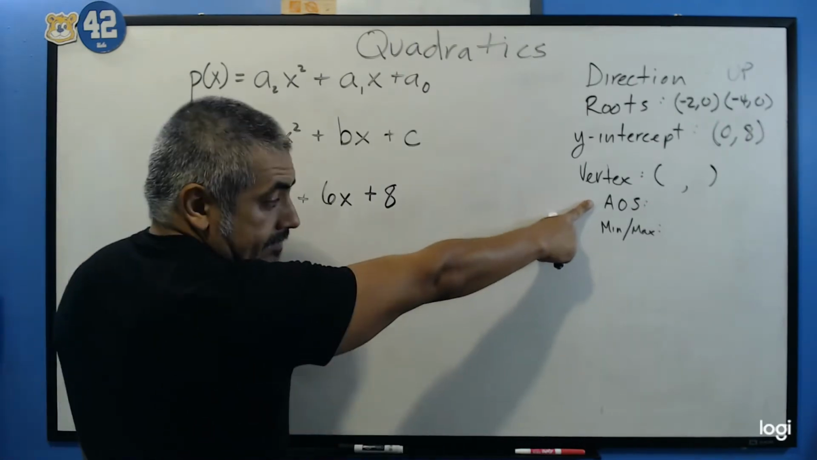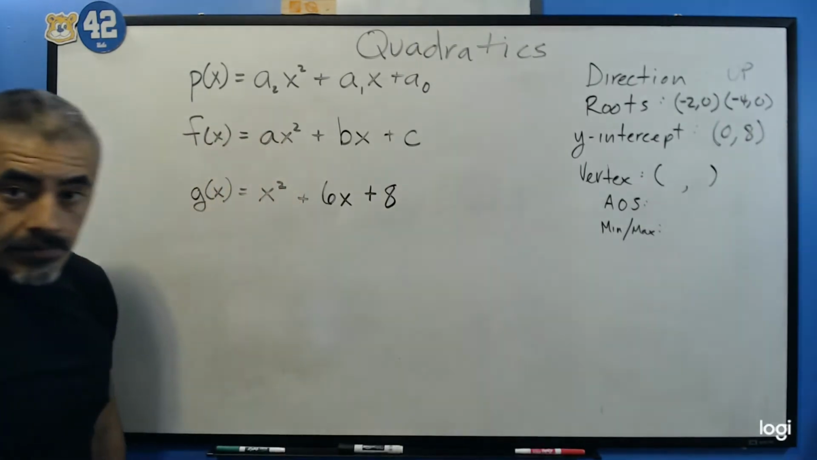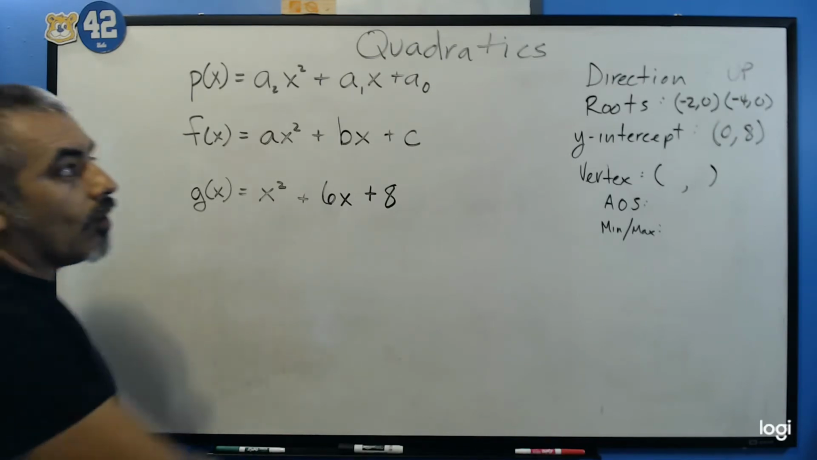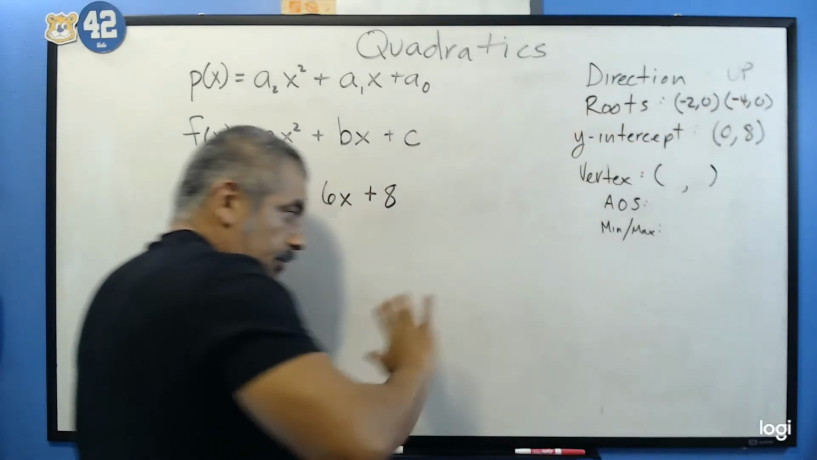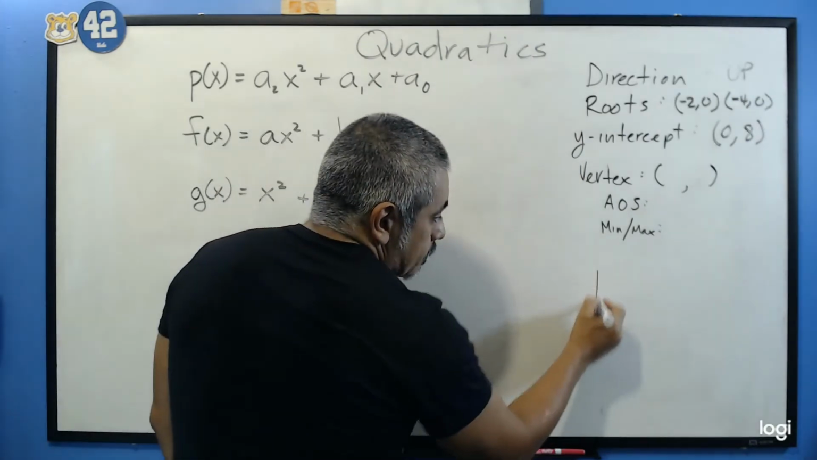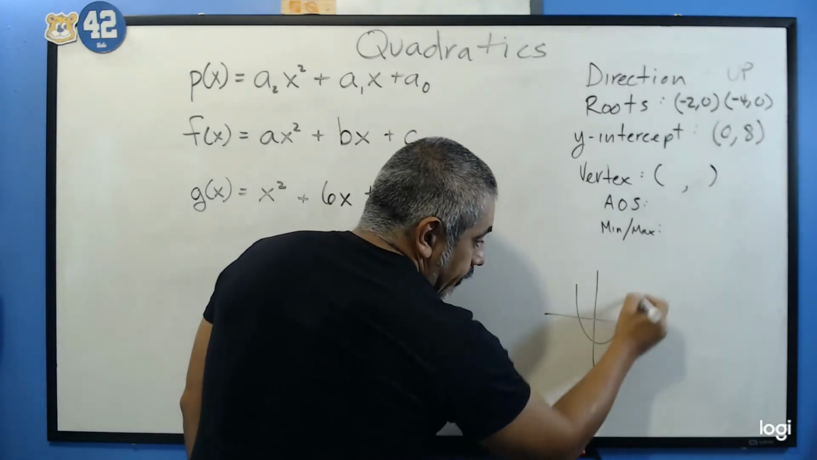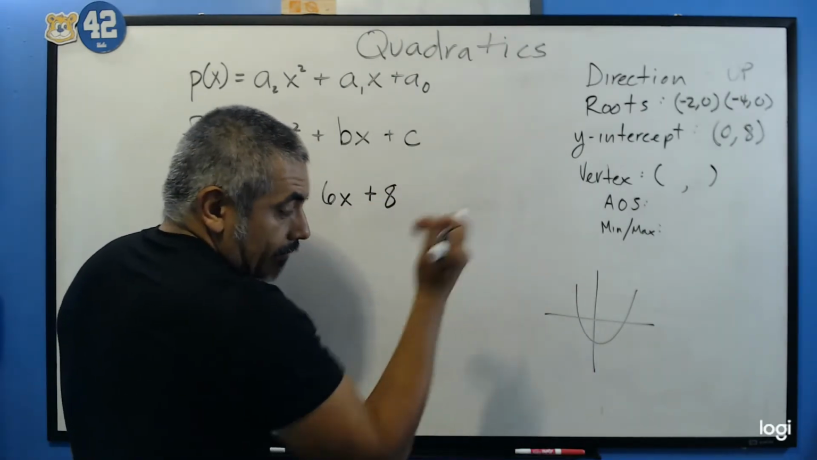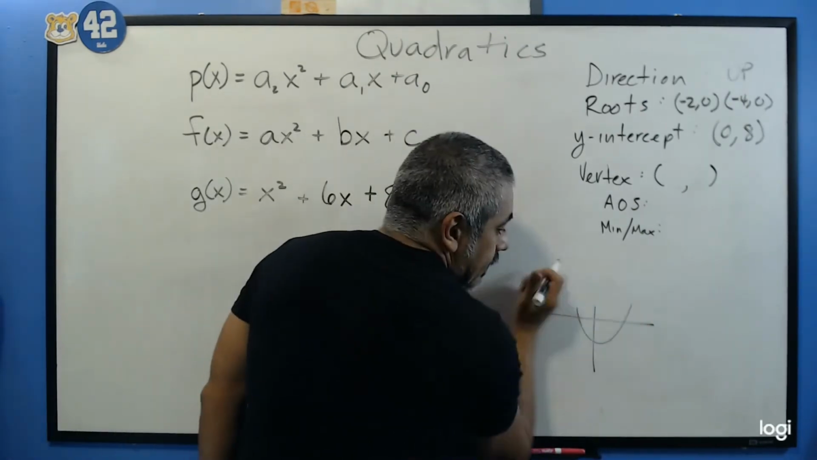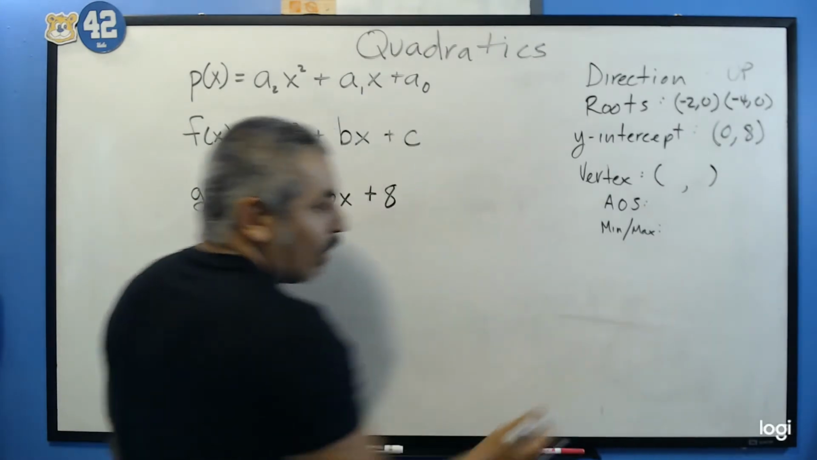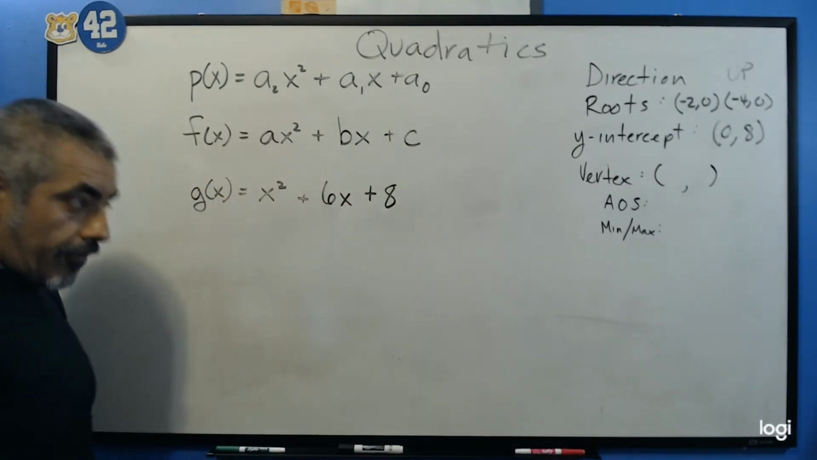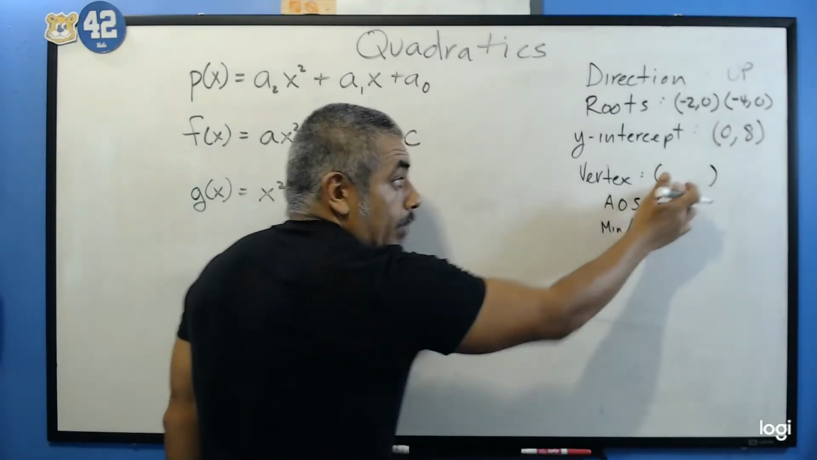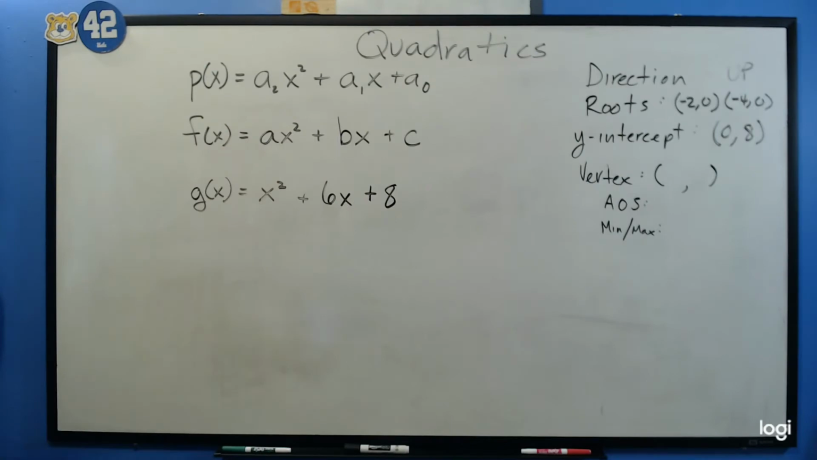To find the vertex, now we need two things. We need the axis of symmetry, and we either need the maximum or the minimum value. In this case, well, we know the direction is up. So somehow this parabola is going to be facing that way. And because the direction is up, it means that it has a minimum value. So whatever we find is going to be our minimum value. But how do we find all that? Well, first, we need to find the axis of symmetry, because that would be our x component of our vertex.